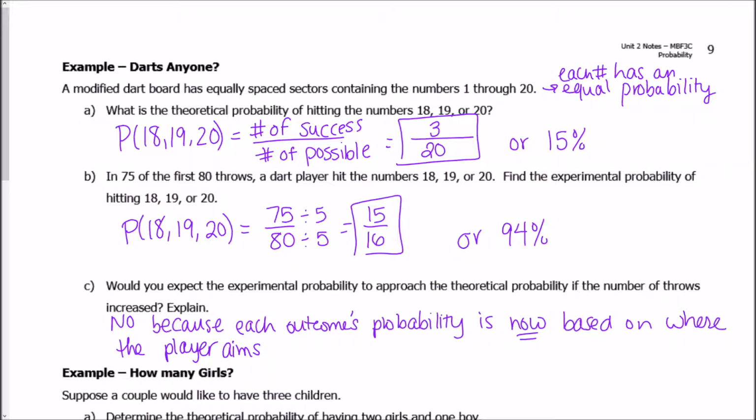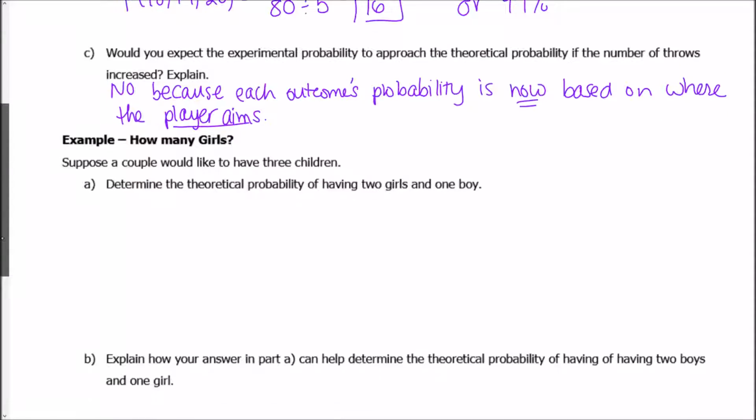So there's a drastic difference between our theoretical probability, where each number has an equal probability, and our experimental probability, where it's based on where the player aims. Okay? All right, another example right here.